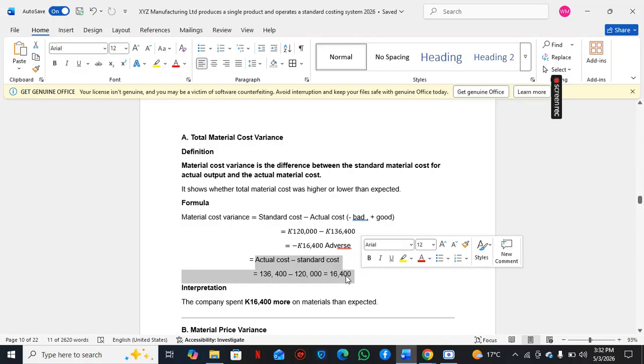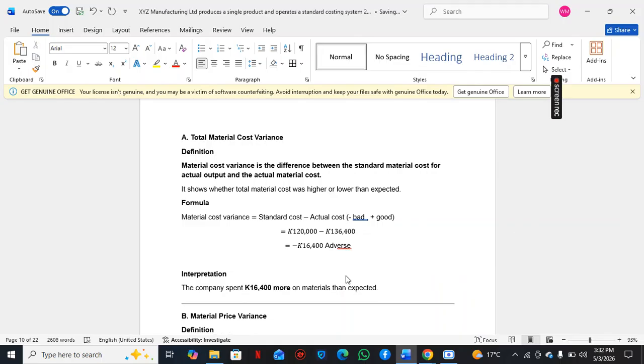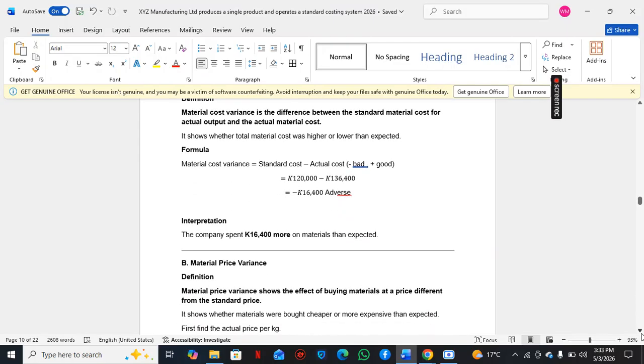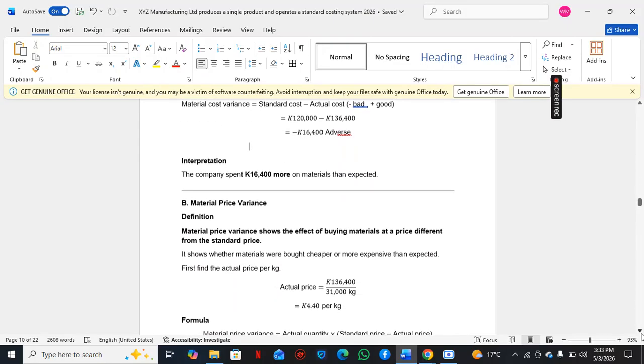So what I would advise for the cost variances, colleagues, is to always put standard minus actual so that you can easily see that a negative is bad and a positive is good. It will make your life easier and you won't make the wrong interpretation. But the more comfortable you get with this topic, you can switch the formula, because you will know how to interpret.